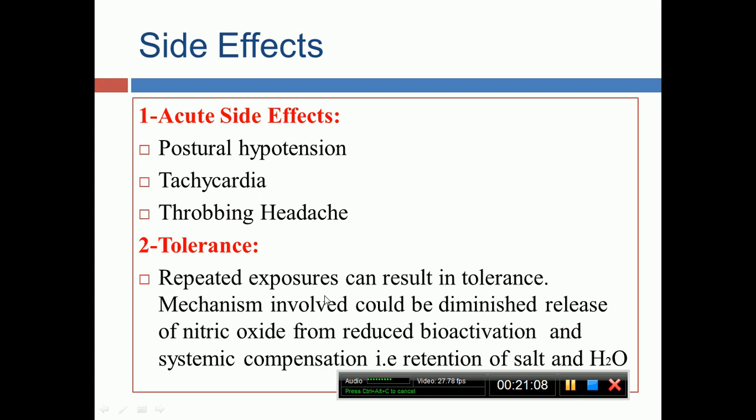Tolerance. Repeated exposure can result in tolerance. Diminished release of nitric oxide. Intolerance, the effect will not be shown.